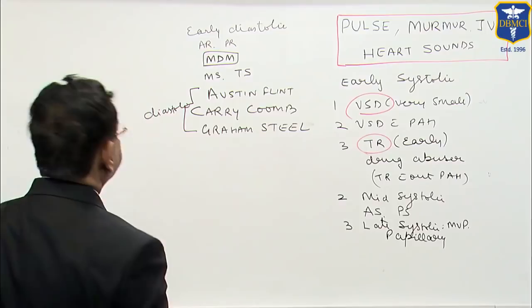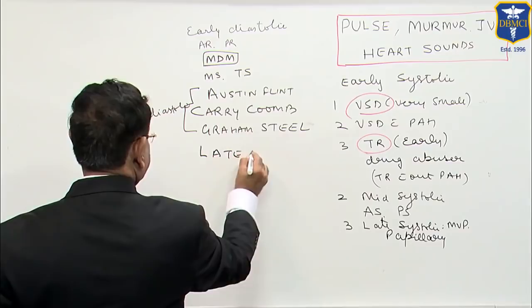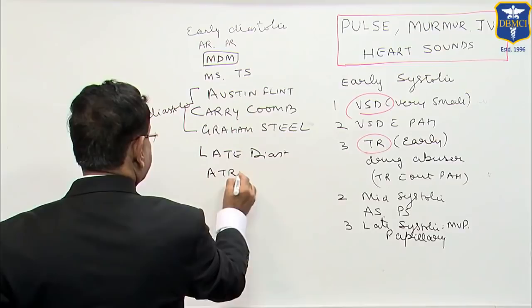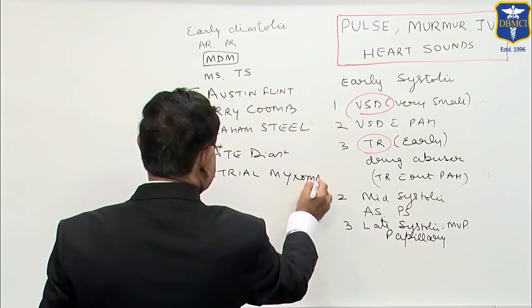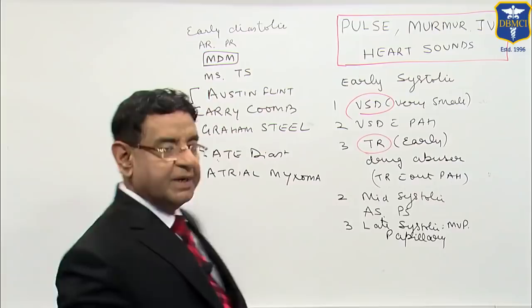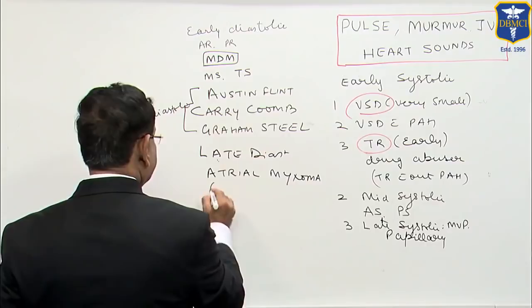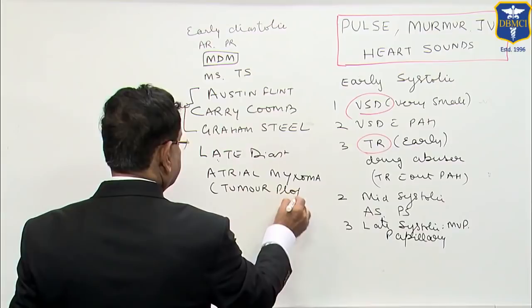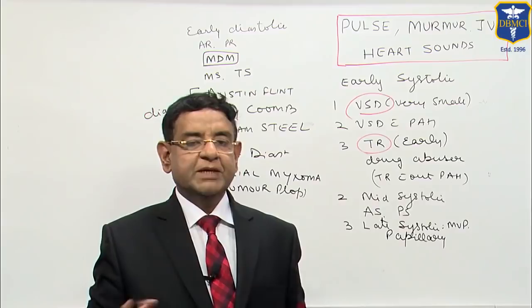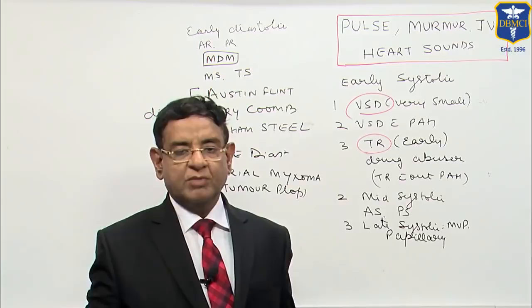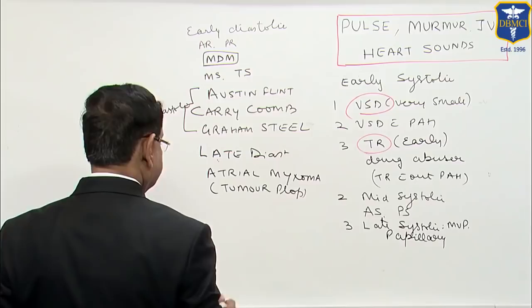Now we talk about late diastolic murmur. This is seen in atrial myxoma. Although the murmur heard in atrial myxoma can sometimes be a mid-diastolic murmur also, and this is the so-called tumor plop. It may come in the differential diagnosis of mitral stenosis, but if you change the posture of the patient, the murmur may disappear or change. This may come in the category of both mid and late diastole.